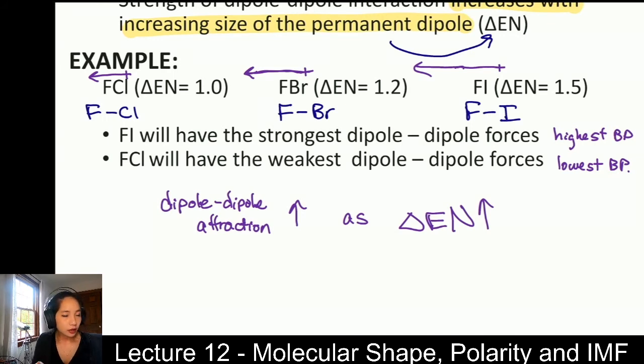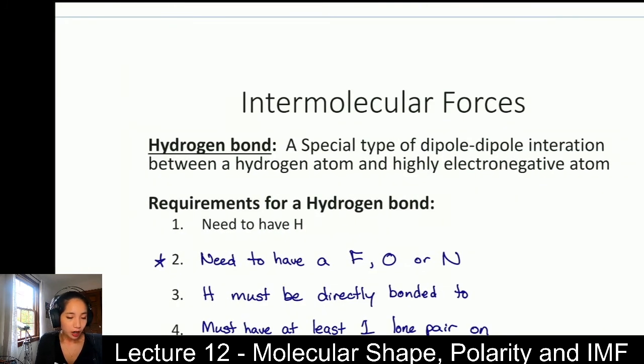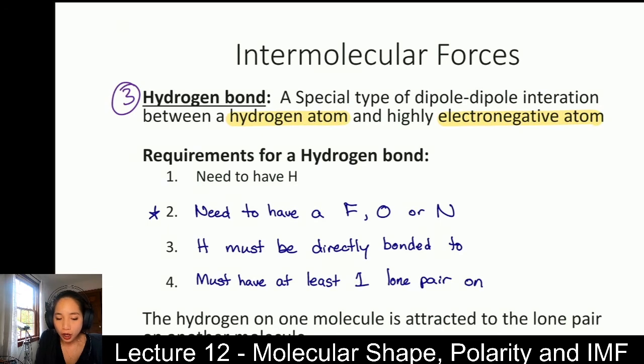Okay, so let's talk about our last intermolecular force, which is hydrogen bonding. Hydrogen bonding is our third and strongest intermolecular force that we will talk about in this class. So hydrogen bonding is just a special type of dipole-dipole interaction, but it has a couple criteria. The interaction needs to be between a hydrogen atom and a highly electronegative atom. That's what I have here. Obviously a hydrogen has to be involved because we're making hydrogen bonds, and a highly electronegative atom, which for us will be fluorine, oxygen, or nitrogen.